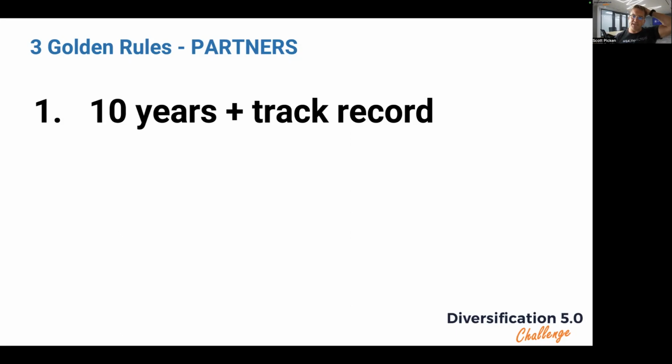And so if someone has a 10-year plus track record, what's interesting is you can look at their track record and you can see how they behaved in the last recession. You can see how they behaved through tough times, because ultimately, the majority of people just run away. And you want to make sure that you've got a partner who stood the test of time.